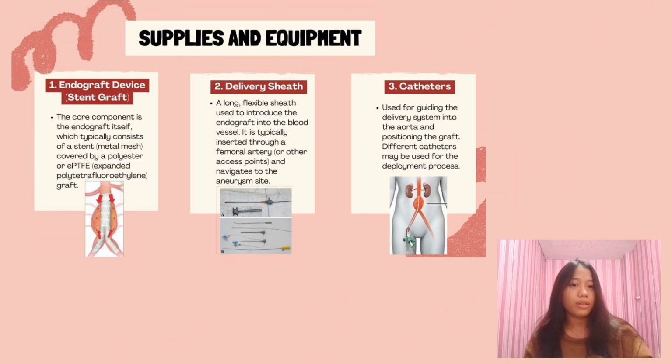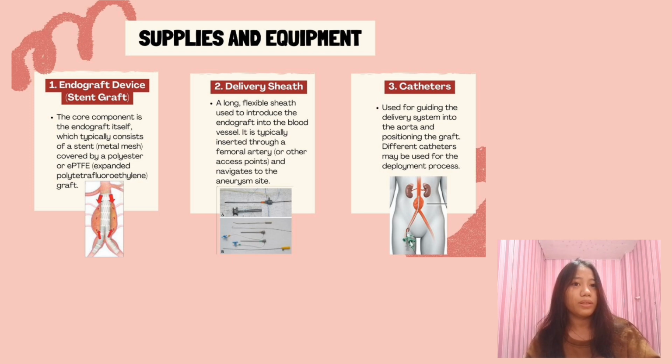I will now discuss the supplies and equipment used in endovascular repair. Number 1 is endovascular stent. Endograft kit or stent, the core component is the endograft itself, na consist po siya ng stent. Yung stent po is metal mesh, cover siya ng polyester or EPTFE.